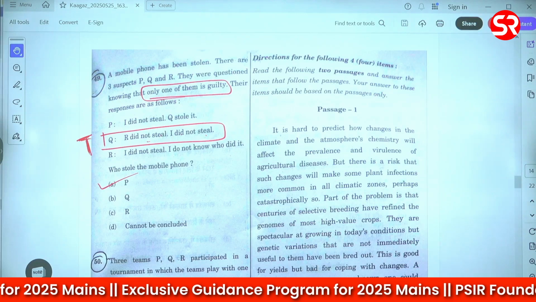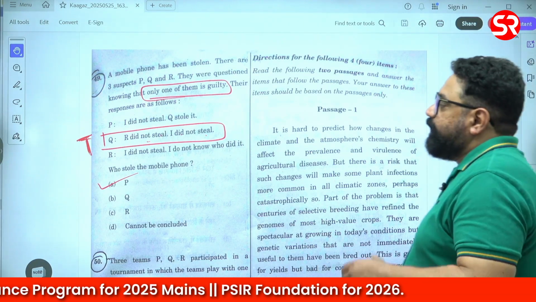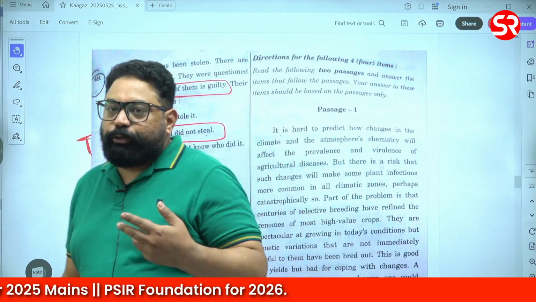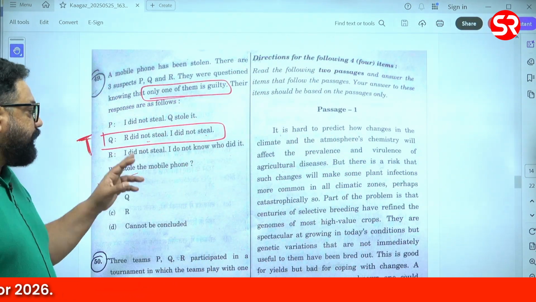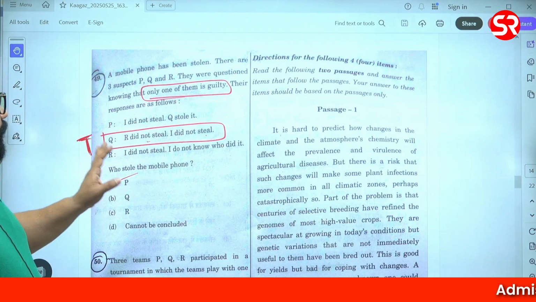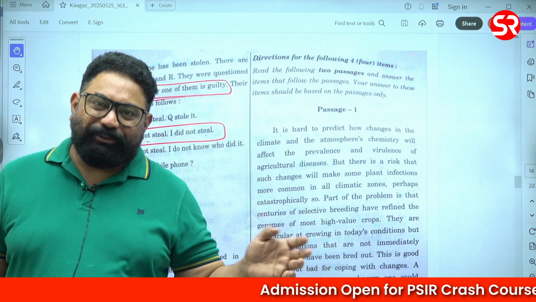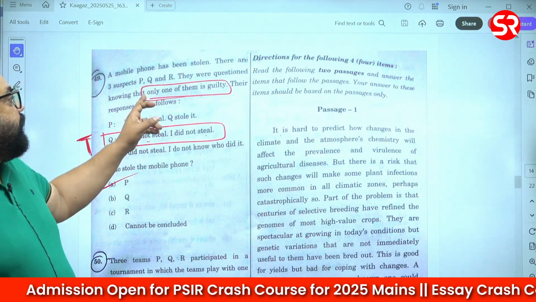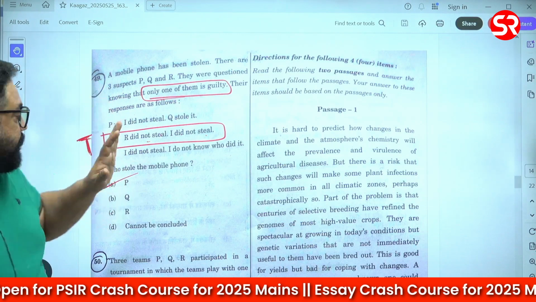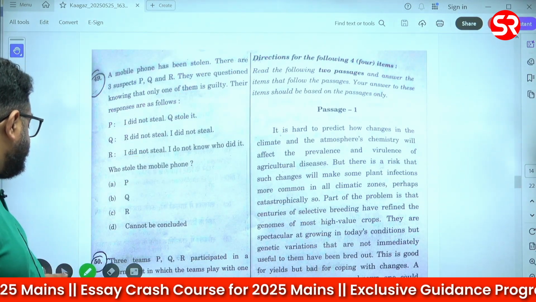But again, there is no information, and I just assume that Q is telling you the truth. And obviously, R did not steal, I did not steal is a true statement because it cannot be false. If it becomes false, it means R stole it and I stole it, but only one of them is guilty. So it is not possible. That's the reason I'll say 49. The answer is A.